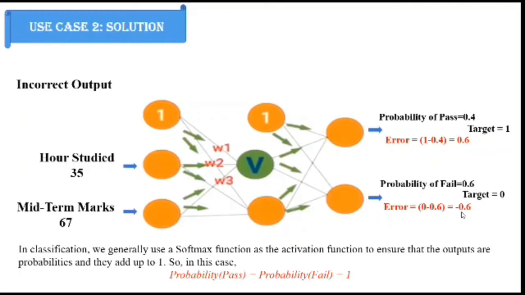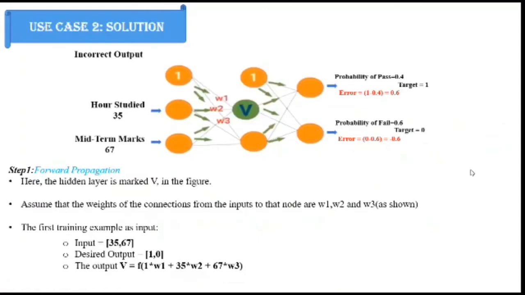Now the activation function used in this output layer is the softmax function. The softmax function usually gives us probabilities whose sum comes out to be 1. If you see the probabilities here, the probability of pass for the first output neuron is 0.4 and the probability of fail for the second output neuron is 0.6. When we sum it up, the output result is 1. This is due to the softmax function.